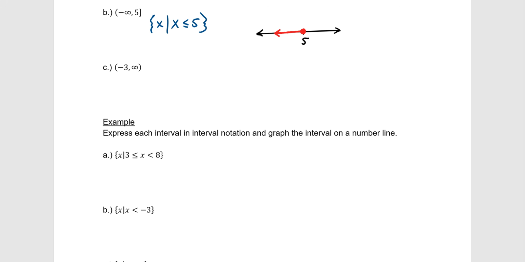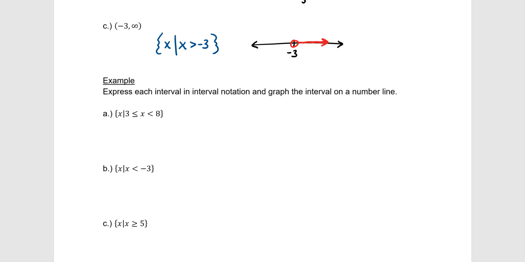So in set builder notation, it's going to be the set of all x's such that x is greater than -3. And on the number line, it's everything greater than -3, so there's an arrow to the right saying that it's going to infinity. And there's an open circle at -3 because it was not "or equal to."